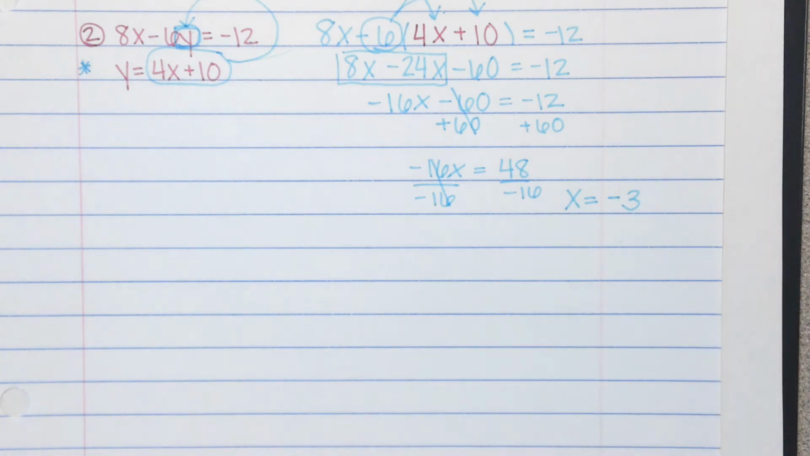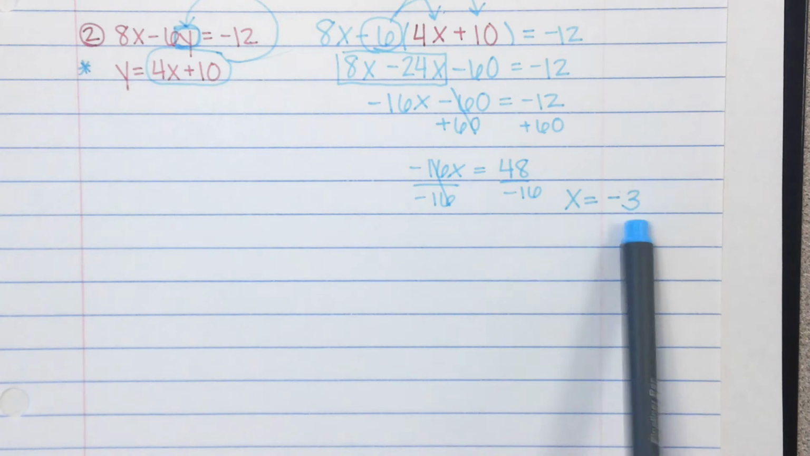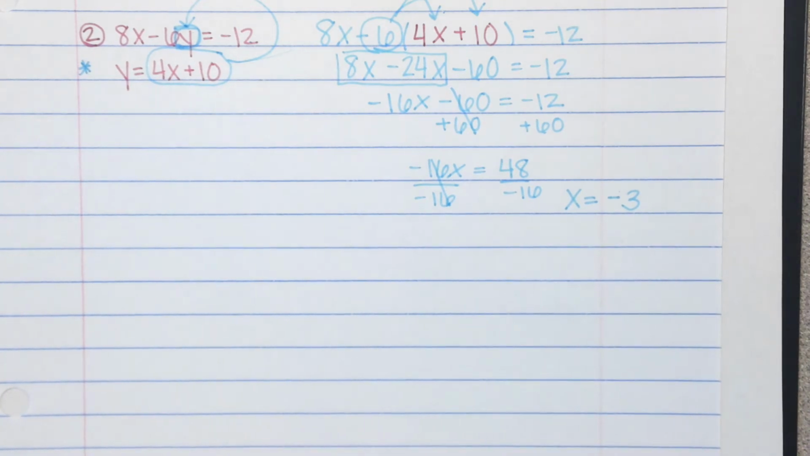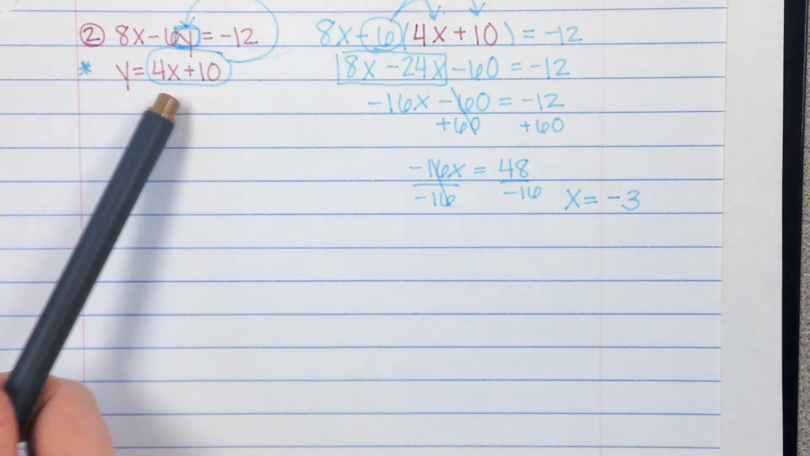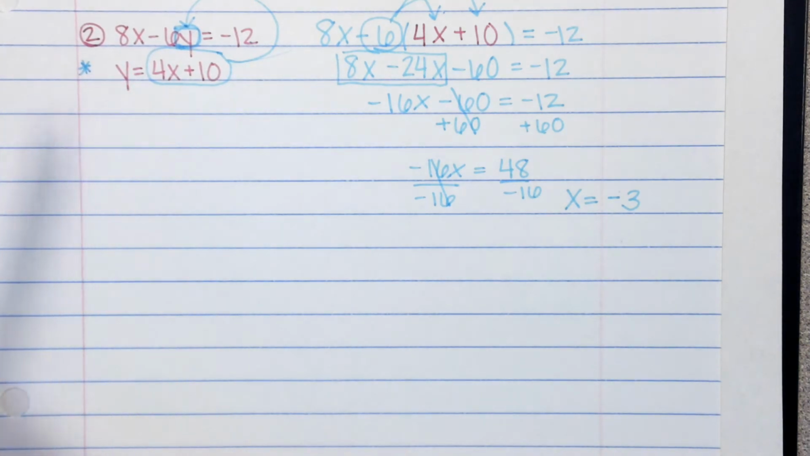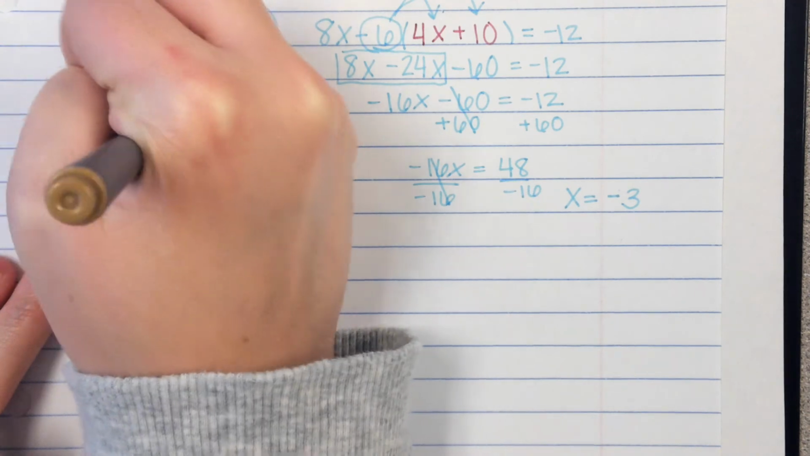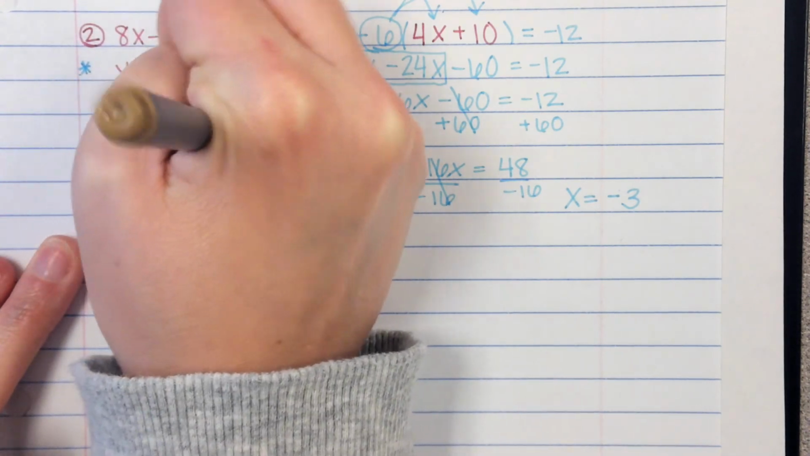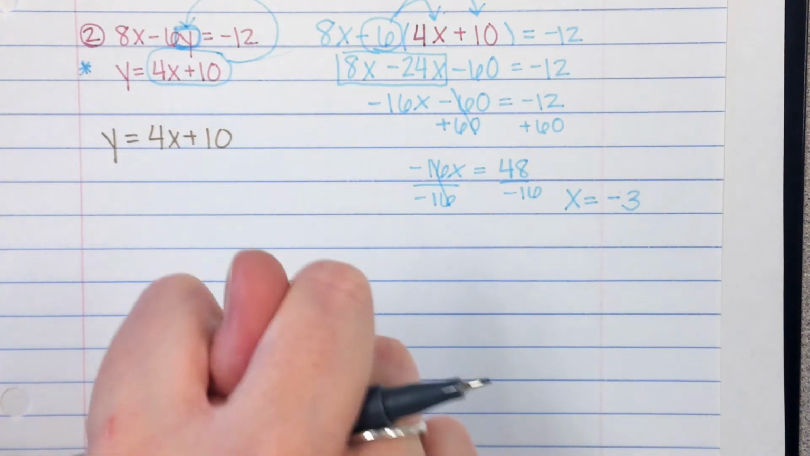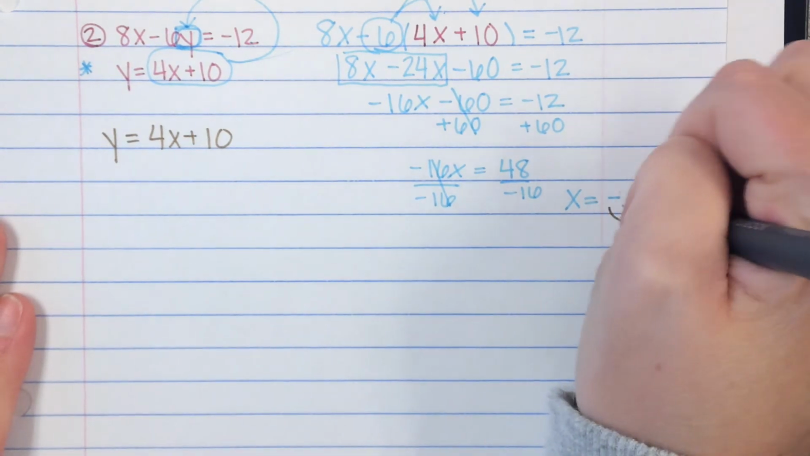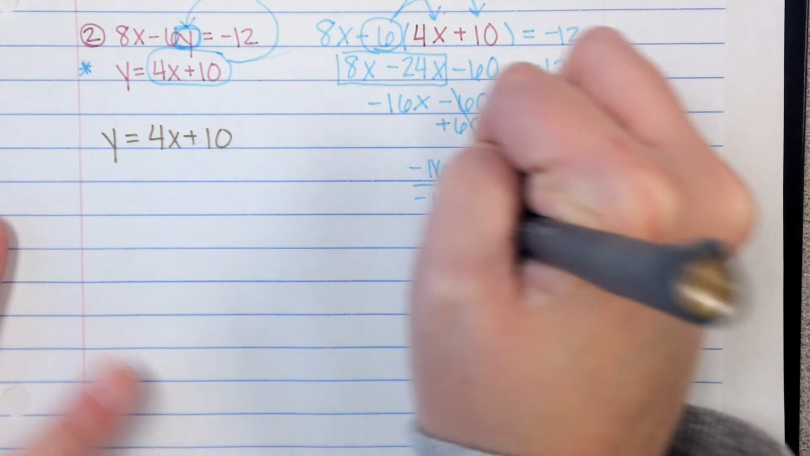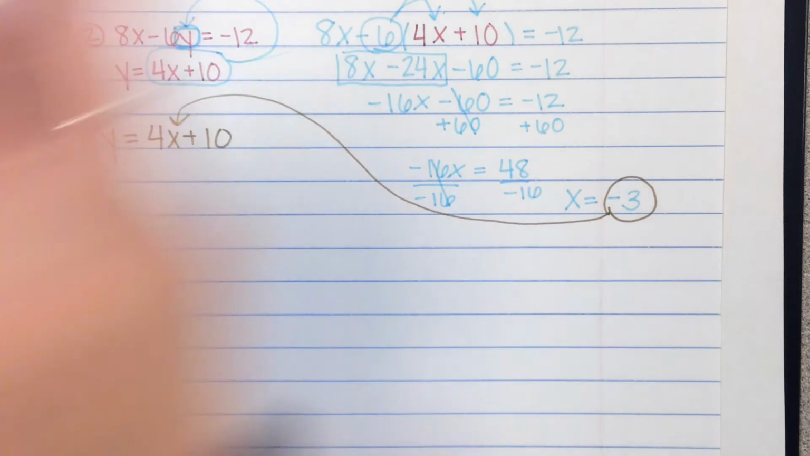So that takes me to step number 4. We're going to take this value that I got in step 3. I'm going to plug it back into what I circled and get y. Okay? So I'm going to use y equals 4x plus 10 because that's what I circled here. All right, I know that x is equal to negative 3, so I'm going to take that negative 3 and plug it in for x.